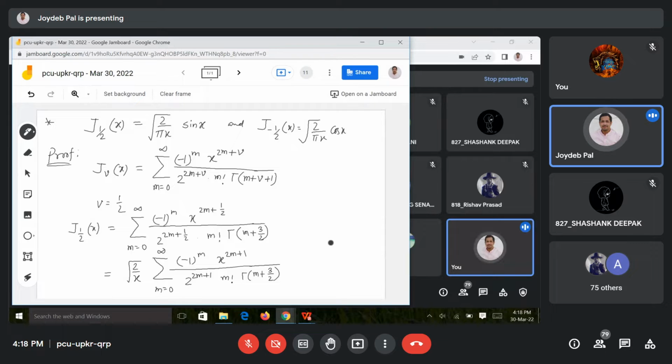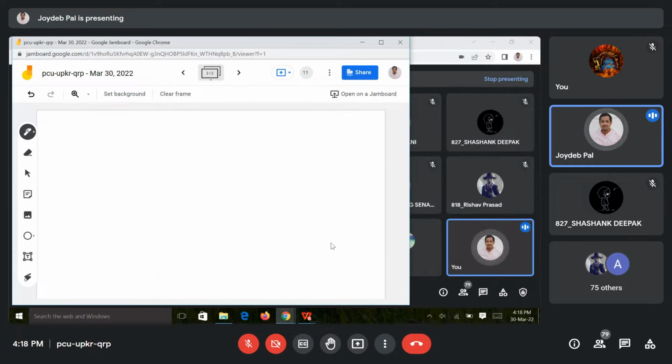Okay. Now, do you know what is the series for sin x, in summation form? What is the series for sin x? That you should know. x minus x cube by factorial 3 plus x to the power 5 by factorial 5 minus x to the power 7 by factorial 7 and so on. That is the series for sin x.